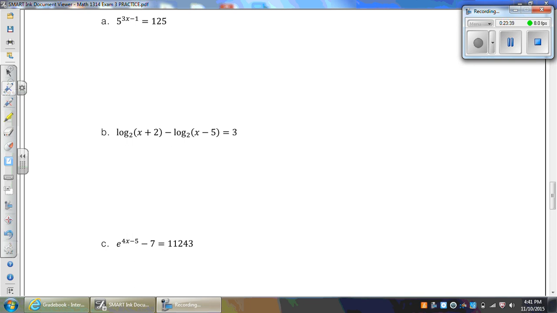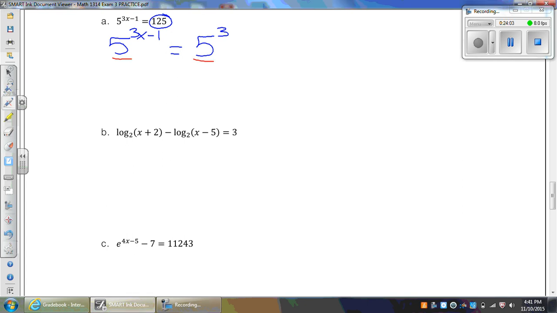Now, the first one implies using that rule where you use the one-to-one property of exponentials. So 125 could be rewritten in base 5, right? 125, that is 5 raised to what power? 3. Okay, now from here we know that 5 is equal to 5, so we assume that the exponents are also equal. So 3x minus 1 is equal to 3, and then from here you could solve it. It's like a regular linear equation. That would be 3x is equal to 3.